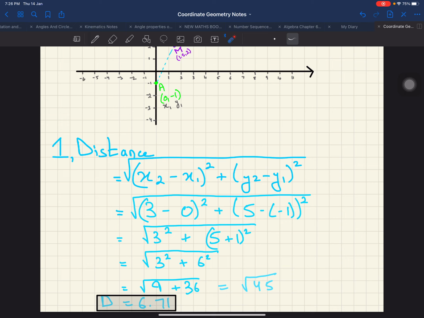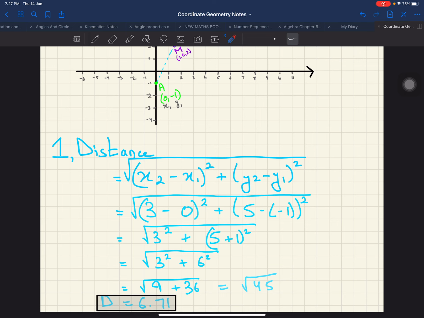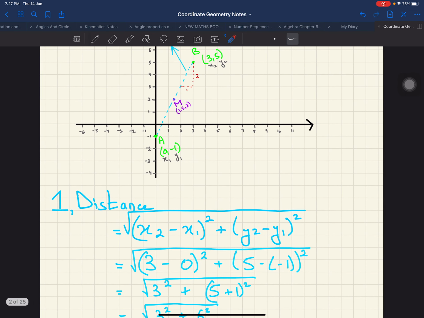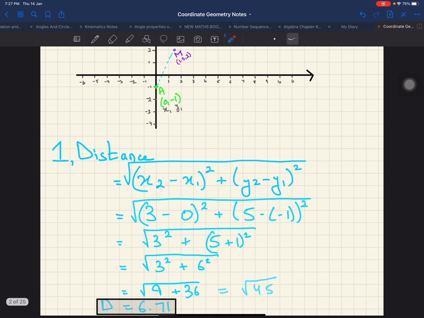The distance formula is the square root of x2 minus x1 whole square plus y2 minus y1 whole square. So we are supposed to put down the values of x2, x1, y2, y1. We know that the value of x2 is 3 and x1 is 0, so 3 minus 0. The value of y2 is 5, and the value of y1 is negative 1. So you're just supposed to put it down. 3 minus 0 is 3, so it becomes 3 square. 5 minus minus 1 will become positive 1.